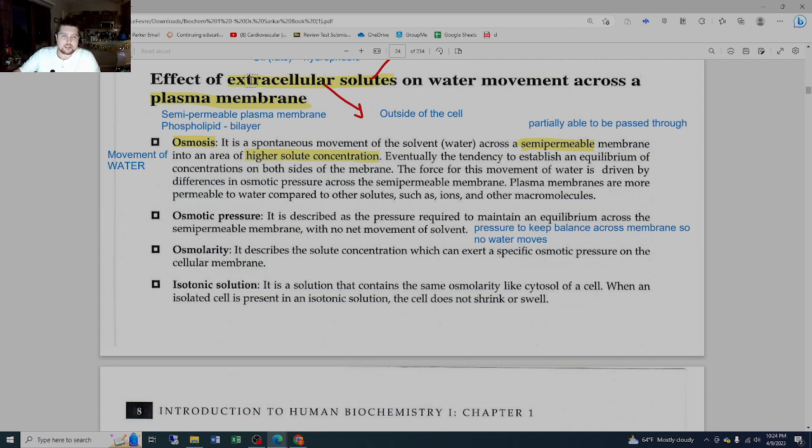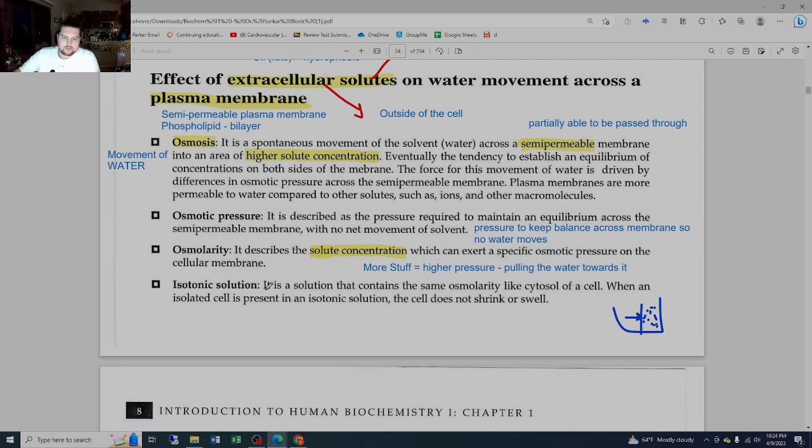Osmolarity, describing the solute concentration. Solute concentration is the concentration of the stuff, which can exert a specific osmotic pressure on the cellular membrane. So the more stuff that we have equals higher pressure. Think of it like that: if there's more stuff on one side, it's going to pull the water towards it. It's going to create more pressure to pull that water.